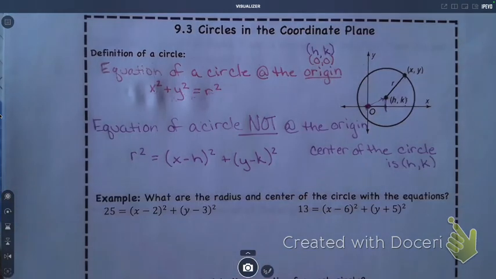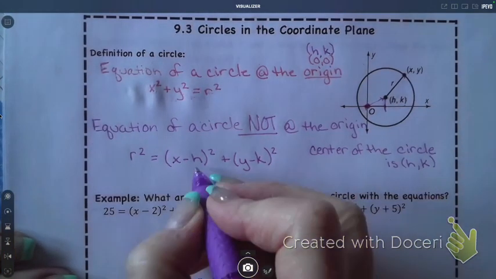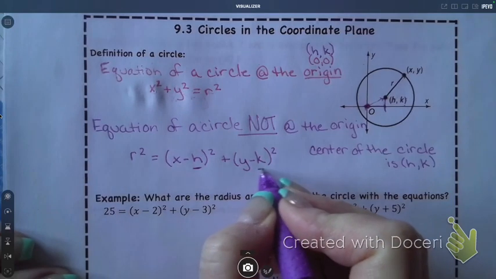So I'm trying to show you guys, just because I stuck different variables in there, am I doing anything different than we've done several times before? No. Okay? So the center will always be H and K.